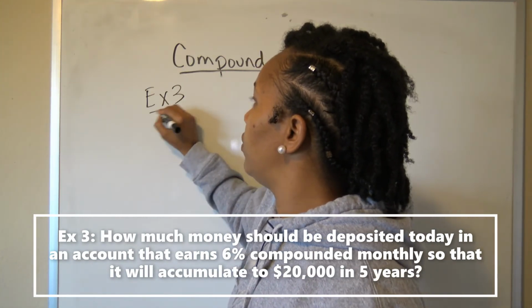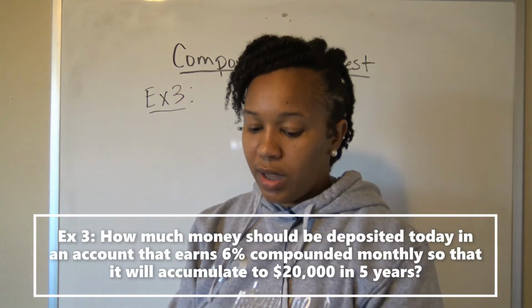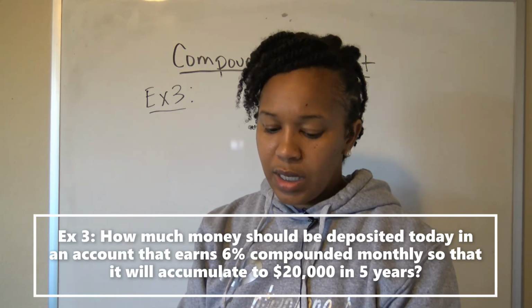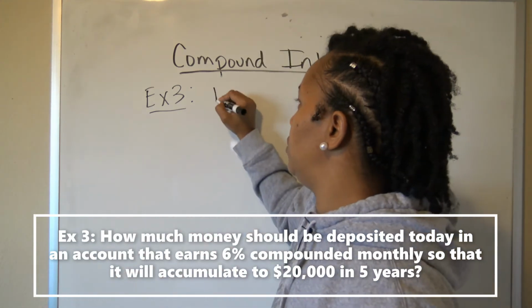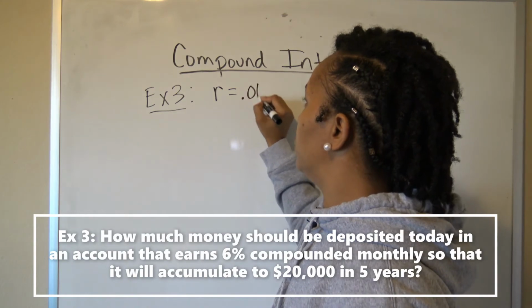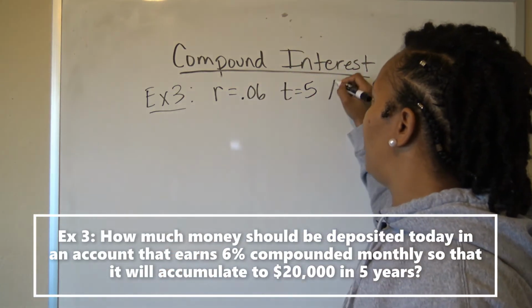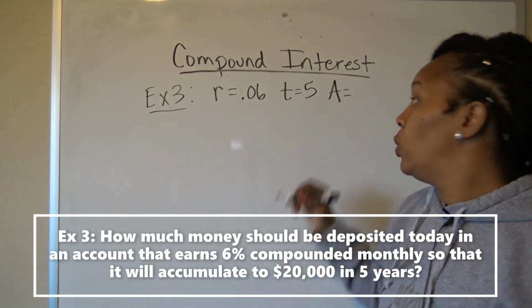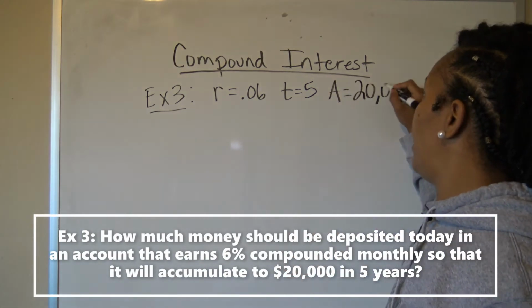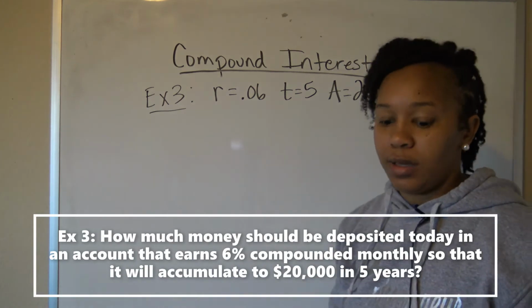So this is example 3. Now what we do know is that we wanted to sit in an account that earns 6% interest. So your R would be 0.06. We wanted to sit in there for 5 years. So your T would be 5. And we wanted to accumulate to $20,000. So our A, which is the future amount, would be $20,000.